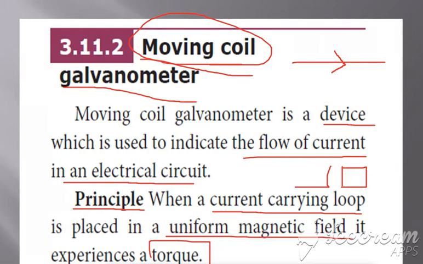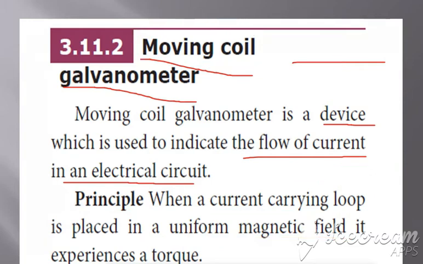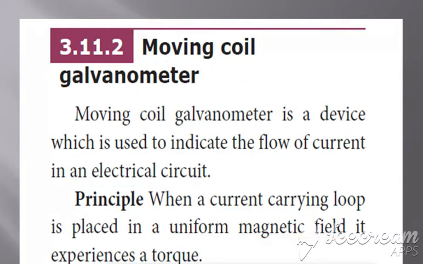Clear? So it is a device which is used to indicate what? Indicate the flow of current. Next is, what is the principle it is based on? Whenever a current carrying loop is placed in a magnetic field, it experiences a torque.